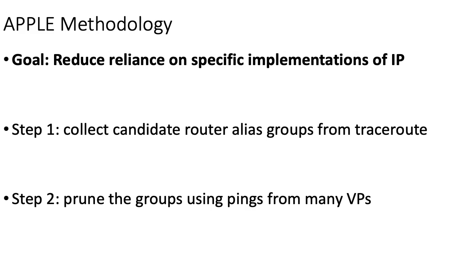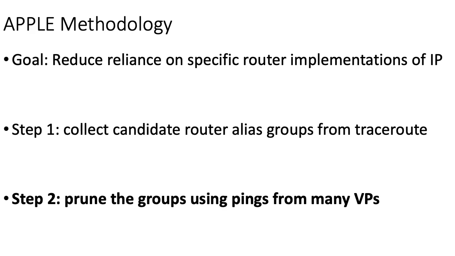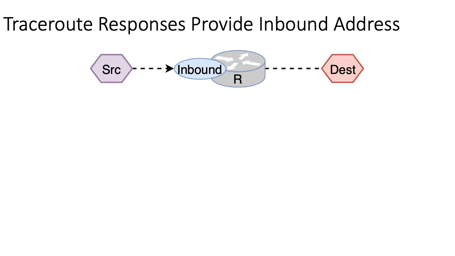The primary goal is to reduce reliance on specific implementations of IP and come up with something that can work for both IPv4 and IPv6. To do this, I first use traceroute to produce candidate sets of router aliases. And then I prune those sets using pings from a bunch of different vantage points.